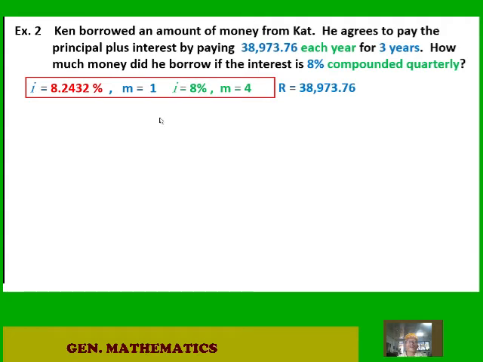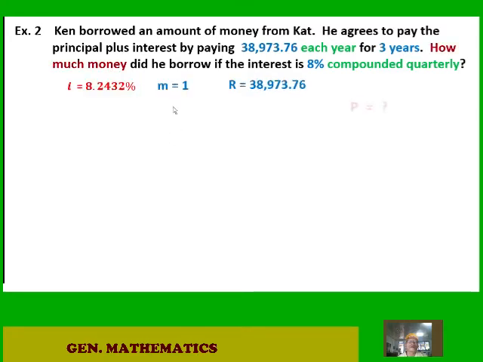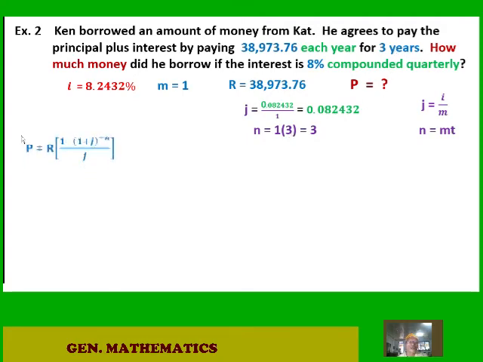So using this value of the interest per year, let us proceed in solving the problem. How much money did he borrow? So it is asking for the present value, P. So using the formula of P, let us have first the j and n. j is i over m. i is this value in decimal. m is 1. n is m times t. m is 1. t is 3 years. Using the formula for the present value.